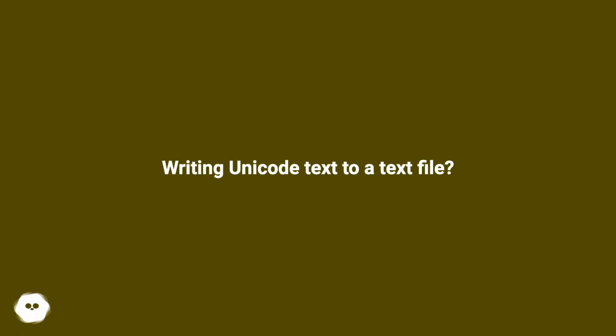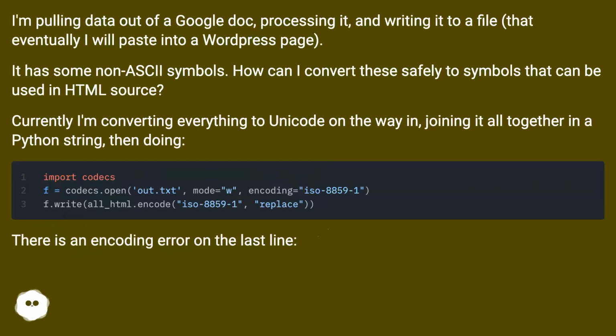Writing Unicode text to a text file. I'm pulling data out of a Google Doc, processing it, and writing it to a file that eventually I will paste into a WordPress page. It has some non-ASCII symbols. How can I convert these safely to symbols that can be used in HTML source?